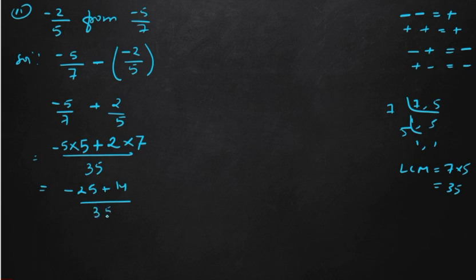Now plus minus is minus, that means we need to subtract 25 and 14. If you subtract, we will get 11. The bigger number is 25 and its sign is negative, so you need to put a negative here. So minus 11 by 35. This will be the correct answer. I think this is clear.